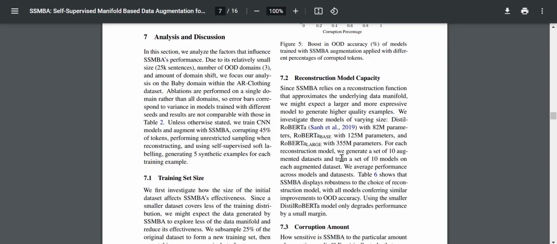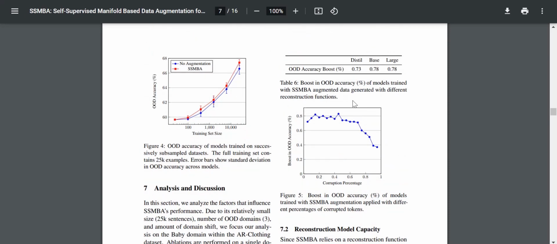Table 6 shows that SSMBA displays robustness to choice of reconstruction model, with all models conferring similar improvements to out-of-domain accuracy. Using the smaller DistilRoBERTa model only degrades performance by a small margin. So you can see on the out-of-domain performance, base and large are performing better than distil, but the difference is about 5%.